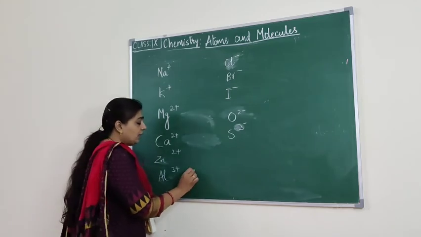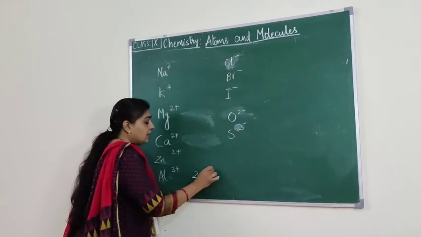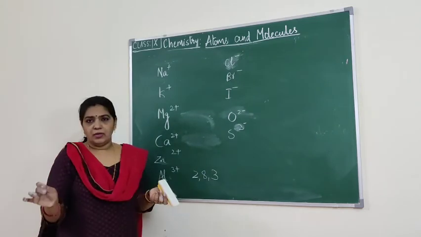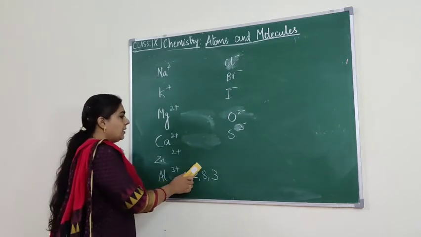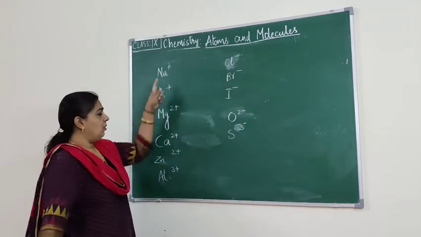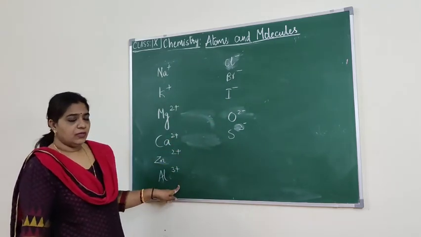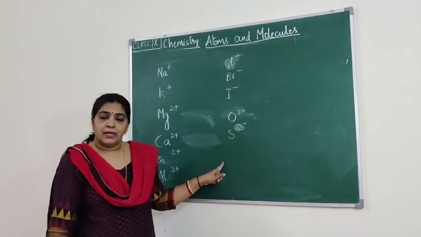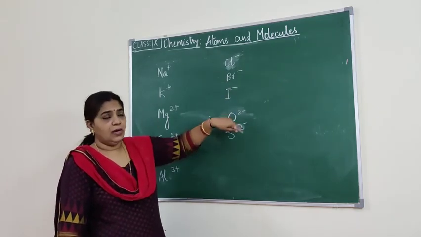And coming to aluminium, it is 2, 8, 3. Atomic number of aluminium is 13. So for timing, just learn like this only. Next is coming to the non-metals. All the metals will be positively charged, or they will be cations, and all the non-metals will be negatively charged, or they are called anions.